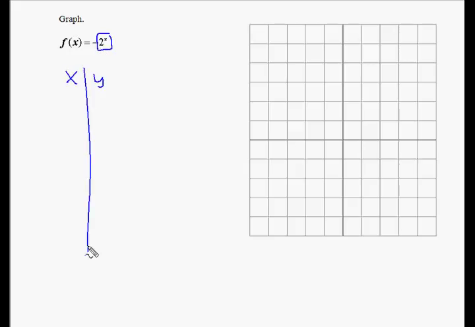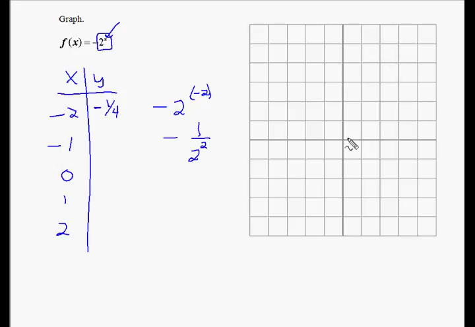So if we make a little xy table, and since our x is up here in the exponent alone, 0 will go in the center of our list. We'll do a little bit smaller and a little bit larger. And we have negative 2 raised to the negative 2. Well, that's a negative 1 over 2 squared. And 1 over 2 squared is a negative 1/4. So at negative 2, we're negative 1/4, just below the x-axis.